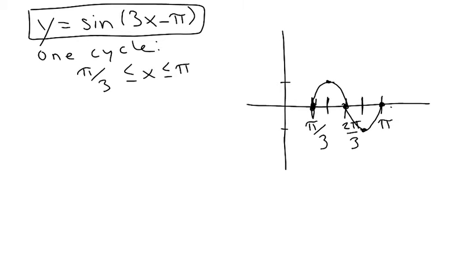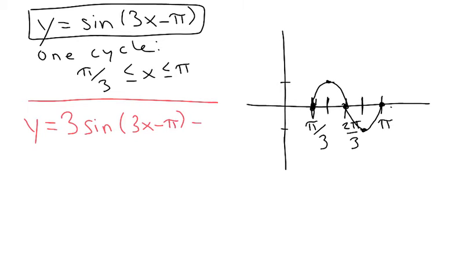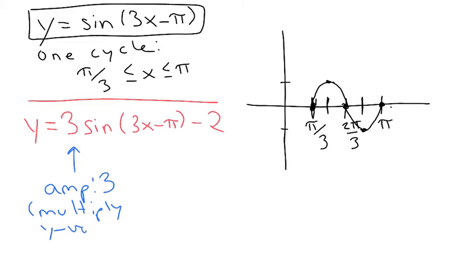Now we need to deal with the vertical transformations. So now I want to get the actual graph here, the given function, 3 sine of 3x minus pi minus 2. So the vertical transformations are, well here, since it's 3 times the sine function, that's going to change the amplitude. So the amplitude of this graph needs to be 3. You can accomplish that by multiplying, let's see, multiply your y values by 3.